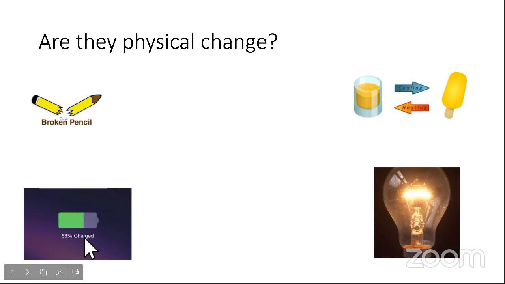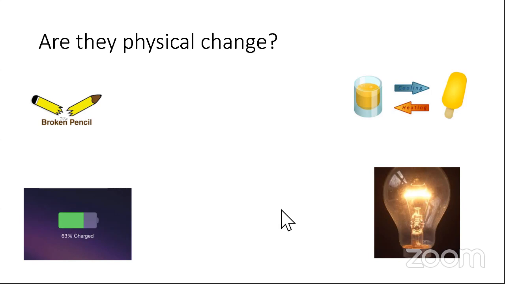How about charging a phone? No, it's not a physical change. I agree, because there's a new substance coming in. Exactly. This is not a physical change because there's a new substance coming in. They fill the battery. So it seems like you have a very good understanding of physical change.